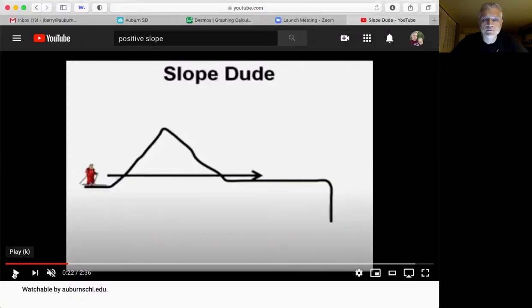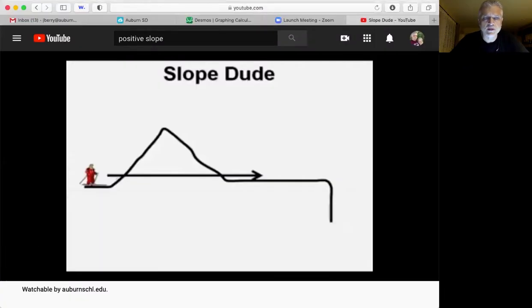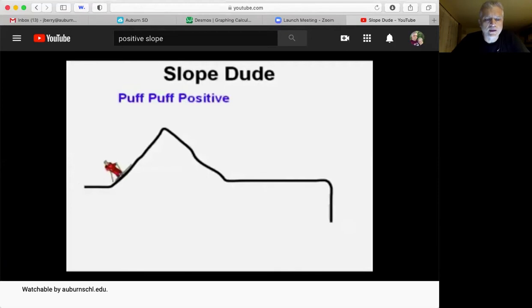Again, we're always going left to right. So from left to right, you remember going up, rising left to the right was a positive slope, puff, puff, positive. And then falling left to right, you remember a negative slope. And the skier here is happy that he doesn't have to put forth any energy. He can just enjoy gravity pulling him down. It's nice. So there's a negative slope.